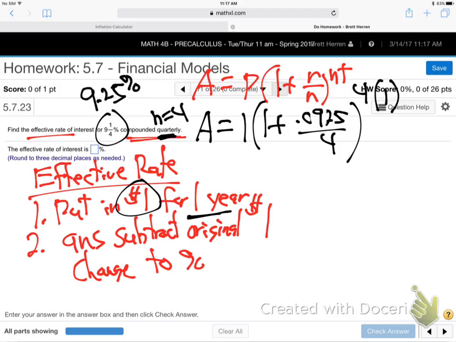Effective rates are a little higher, always. And are you only going to use the 1 in place of the time? Yeah, because 1 year. Because I want to find out what happens, right? These are called annual percentage yield. Notice what happens in 1 year. That's what we're trying to figure out.